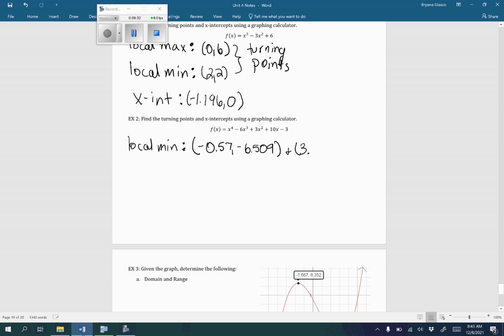3.962. Okay, now let's find our local max. Let me do this instead to make it a little bit easier. Here we go. There we go. So then I can show you that these are our turning points.